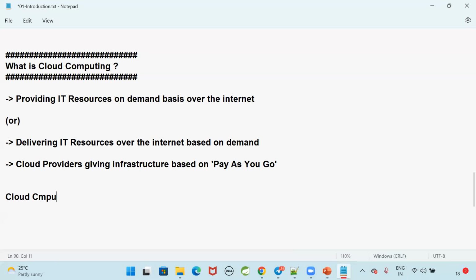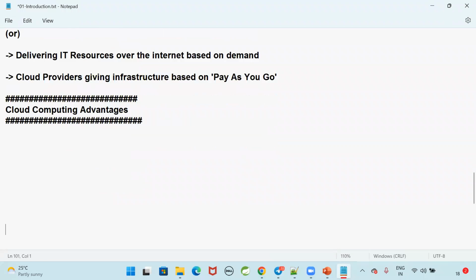What are the advantages of going for cloud computing? Can you tell me the advantages we discussed? The first advantage, pay as you go. You need not do any upfront payments. First you use it, then you pay the money. Pay as you go pricing. If you use it, then only you need to pay for that.